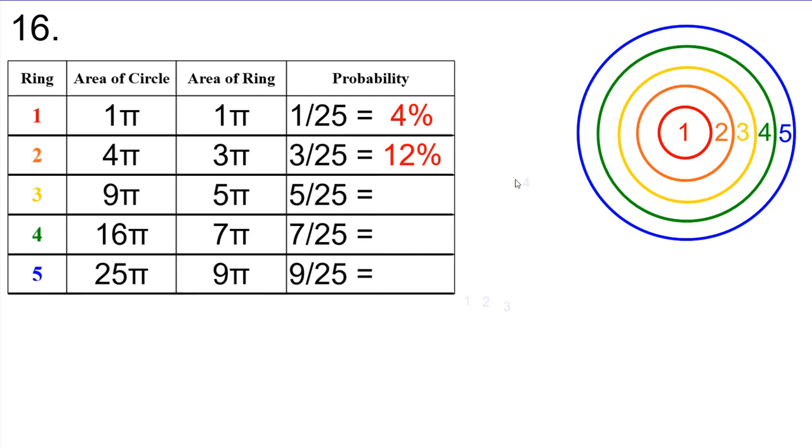5 out of 25 is 20%. That's a fifth, right? And then we got 28%. Do you notice something going on here? There's like patterns inside the patterns inside of patterns. I know, Illuminati confirmed. 4, 12, 20, 28. We're increasing by 8% each time. So what should come next?